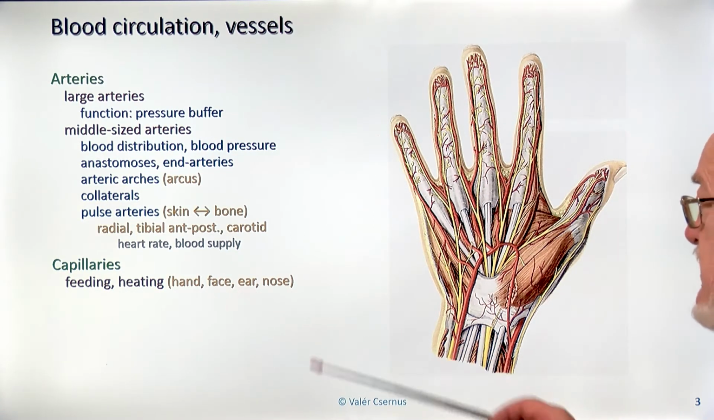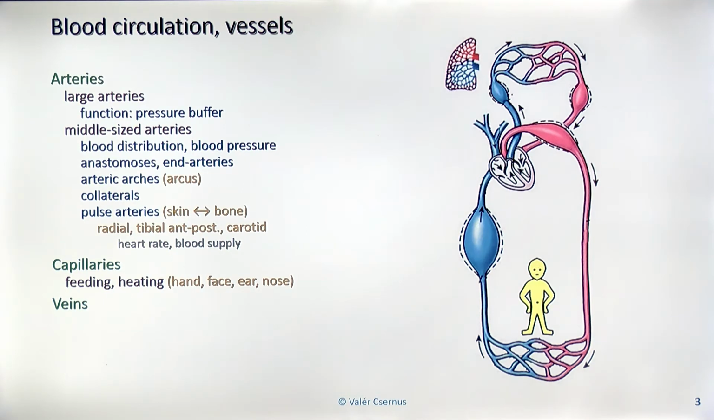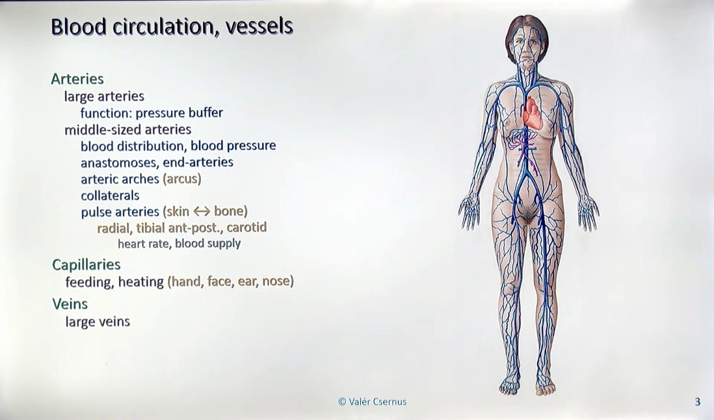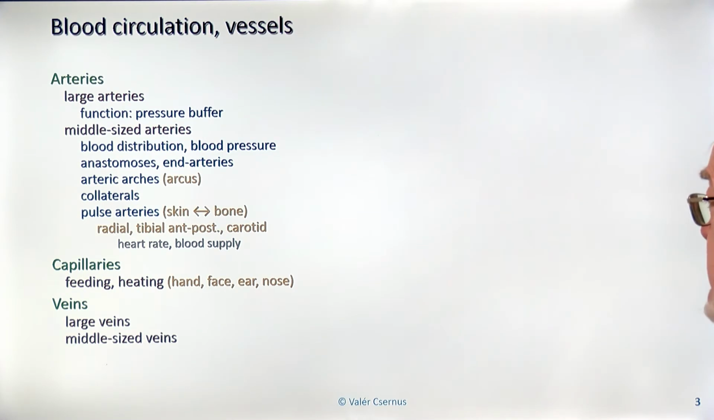The hand, face, ear, nose, these are the most obvious areas. Veins. Veins are vessels which carry the blood back to the heart. These also have different things. The larger veins are very nicely dissectable, and these are usually alone. The middle-sized veins are located in two areas.